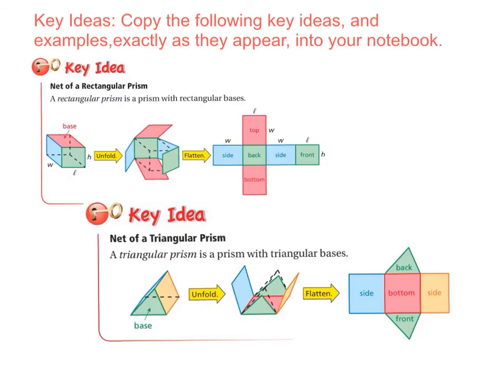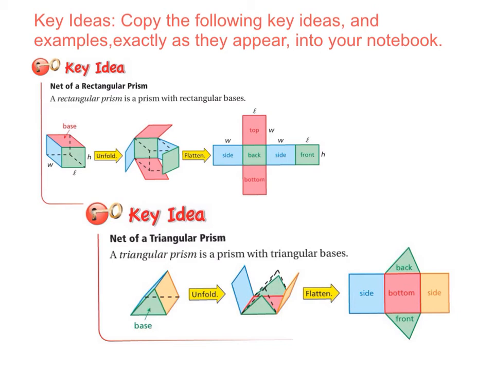Now copy these key ideas and examples exactly as they appear into your notebook. The net of a rectangular prism is a prism with rectangular bases, and so the net of a rectangular prism is like a rectangular box, unfolded and flattened. So this is a nice picture of it. And do your best to draw this in your notes so that it reminds you of what a net is, so that it's a flattened out rectangular prism.